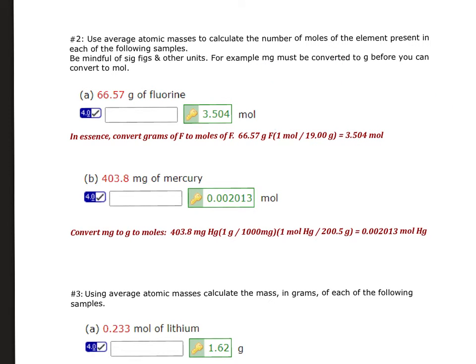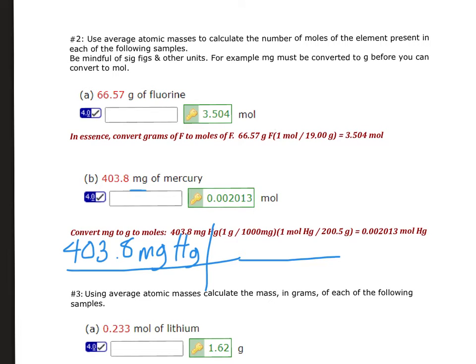This next one's a little bit trickier. It gave us milligrams, so we're going to have to go milligrams to grams. I think I'll write it down here. So we'll do 403.8 milligrams of mercury, and mercury's Hg, Hg is mercury, that's the way it ought to be. And we're trying to go to moles. But we have to get to grams, so we have to get rid of the milligrams. That is why I always repeat these.